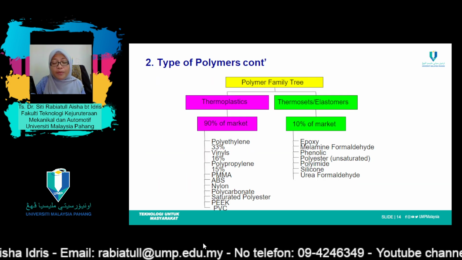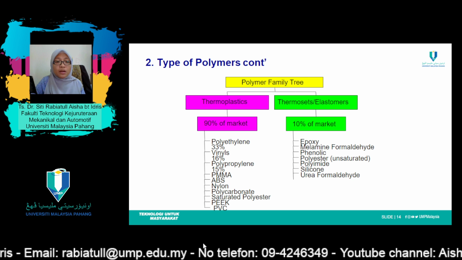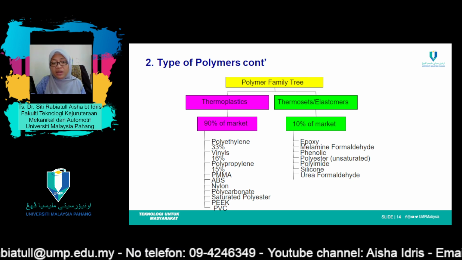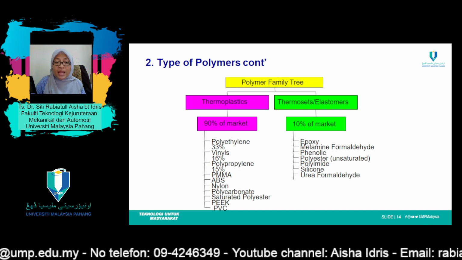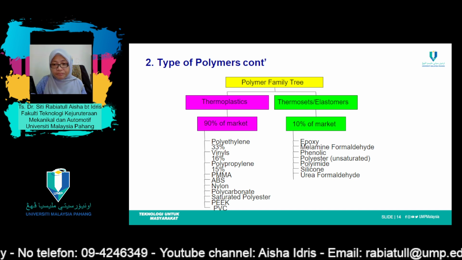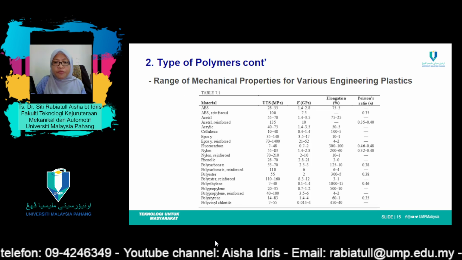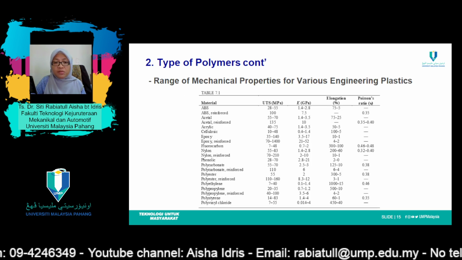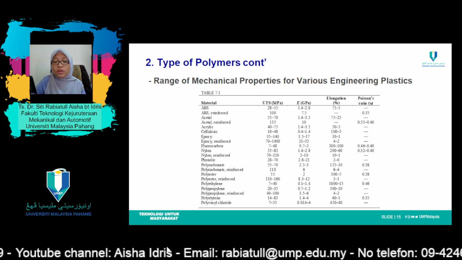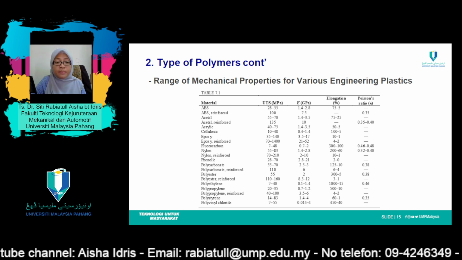Among polymer types used in the market, most go to thermoplastic. If you look at this polymer tree over here, only 10% of it uses thermoset. And if you want to look at the difference of polymers' mechanical properties, you can refer to this table here.